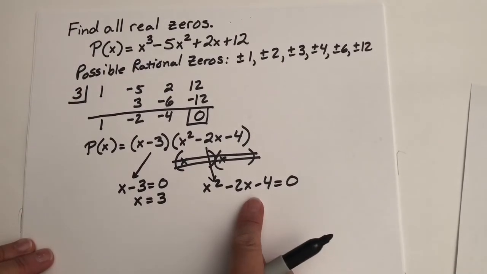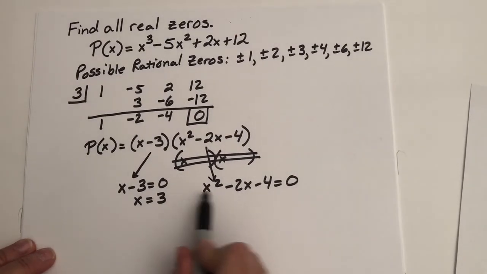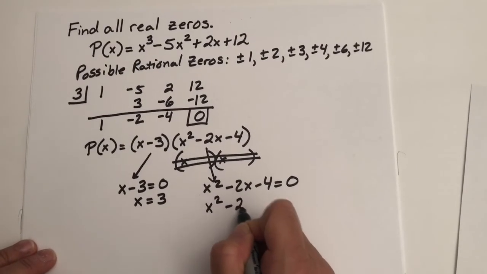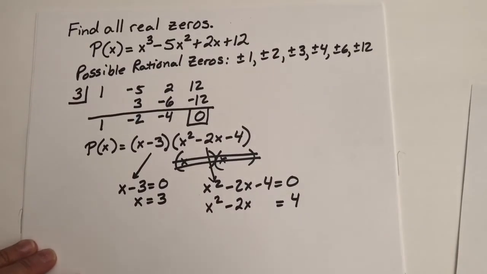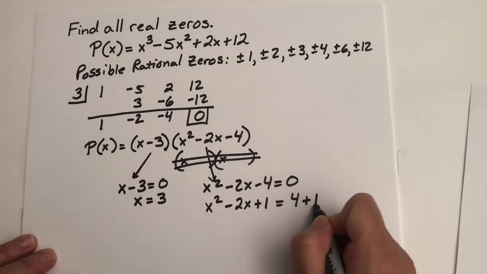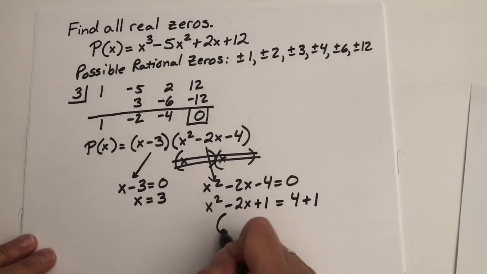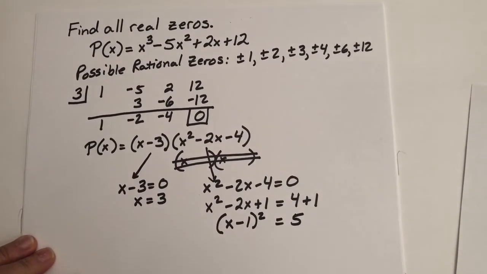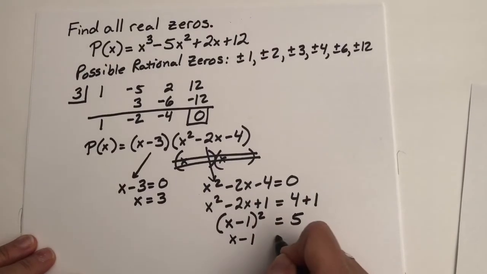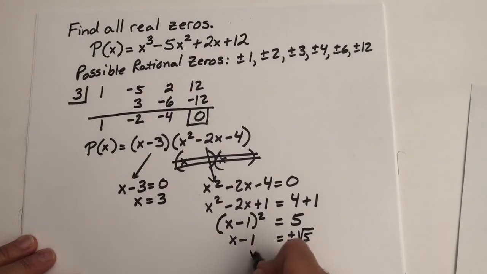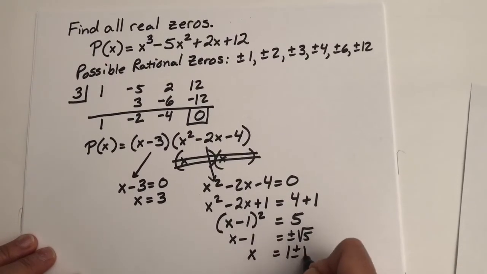If we find the solution to this equation, we will have other zeros for this. You can use quadratic formula or completing the square. I'm going to use completing the square because the leading coefficient is 1 and that's even. So we'll add 4. Take half of 2, it's 1. 1 squared is 1, so we'll add 1 to both sides. We have a nice perfect square here. Take the square root of both sides and add 1. So we get x equals 1 plus or minus the square root of 5.